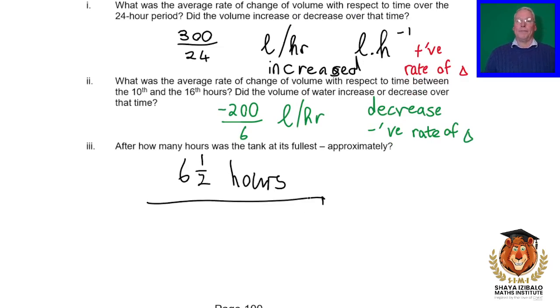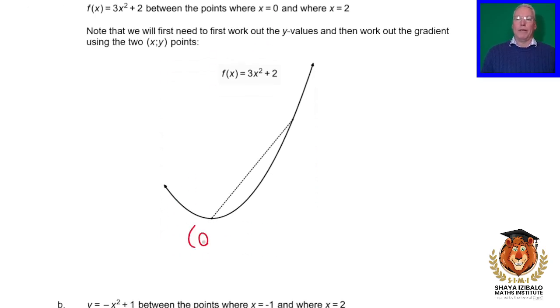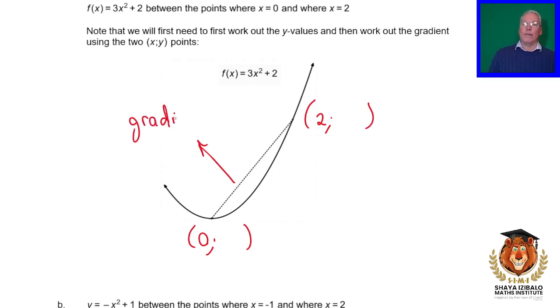Okay, right, let's turn over, and now we're going to look at the notion of average gradient. Average gradient is what we've been doing. We're using a straight line to find the gradient between 2 points. So if we find the average gradient of this graph between these 2 points, let's work out what the actual points are. Where x is 0, so this point is 0 something, and this point where x is 2 something. To find the gradient of this dotted line, we're going to need to just use our gradient formula.